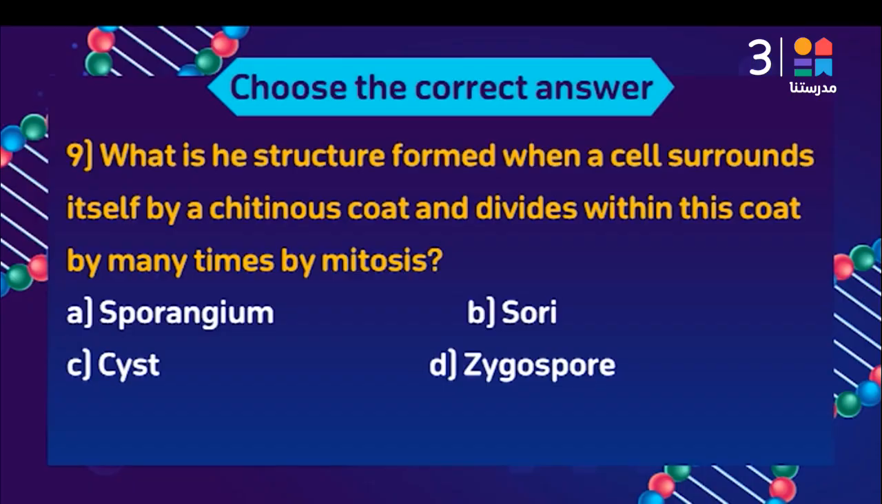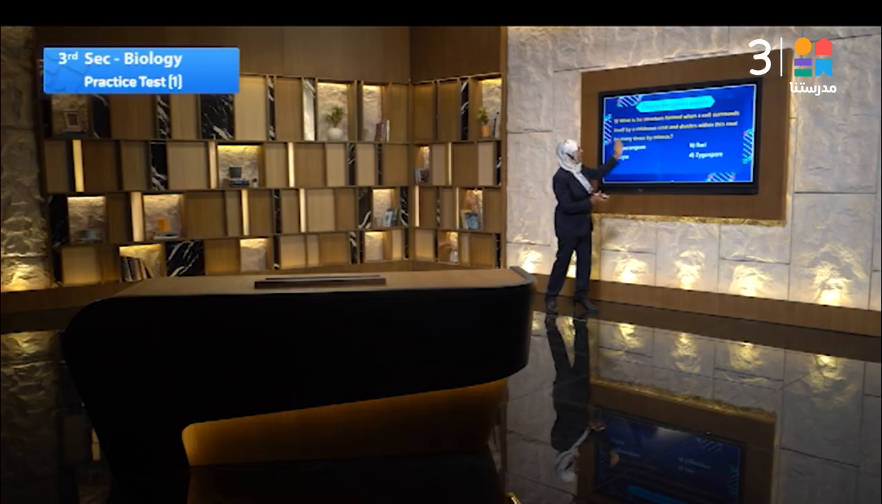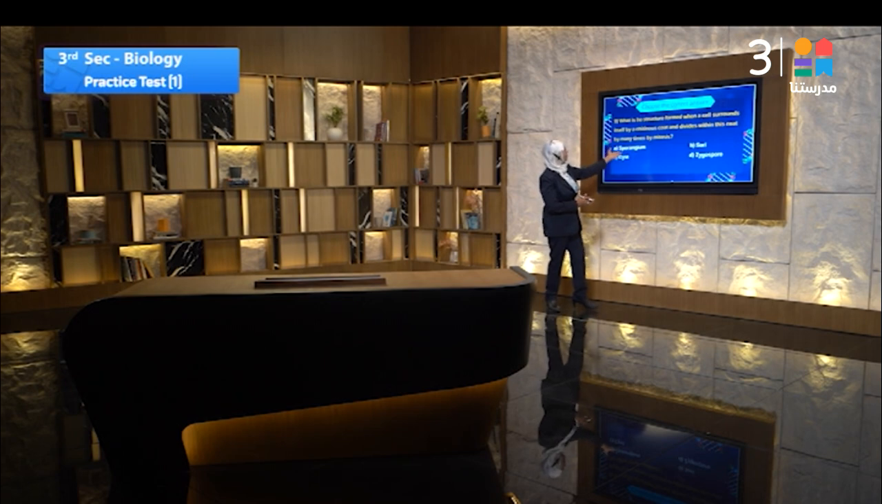Let's go to question number 9. We must choose between 4 choices. What are the questions? Let's read it carefully. What is the structure formed when the cell surrounds itself by a chitinous coat? Chitinous coat, it must be an animal cell, not a plant cell, not a fungi. Let's complete the reading and divide within this coat by many times of mitosis. There is a mitosis division.